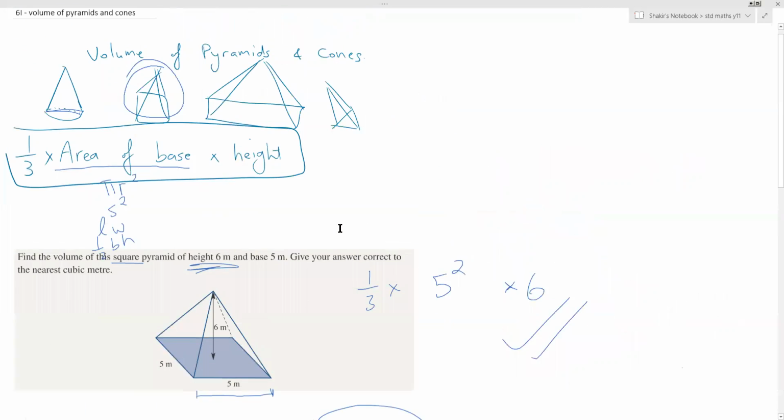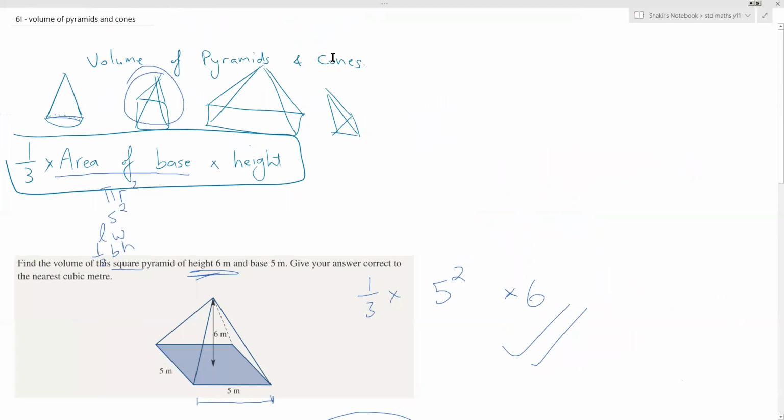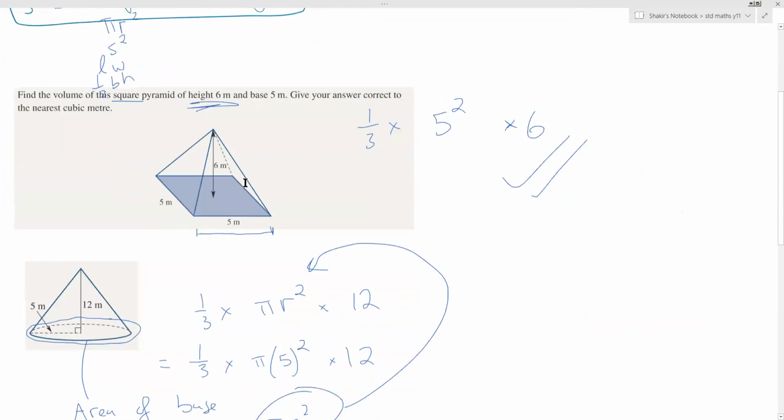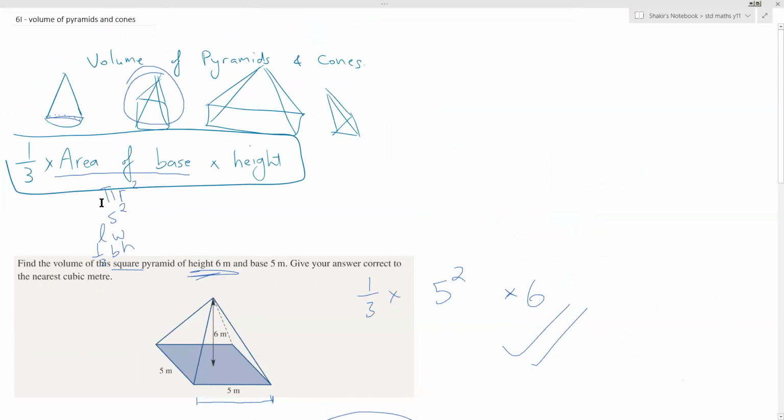Just a quick review: volume of pyramids and cones. To find the volume of a pyramid or a cone, you simply find the area of the base and then multiply by a third times the height, and you get the answer. Depending on what type of pyramid or cone it is, you'll use a different formula for the area of the base.